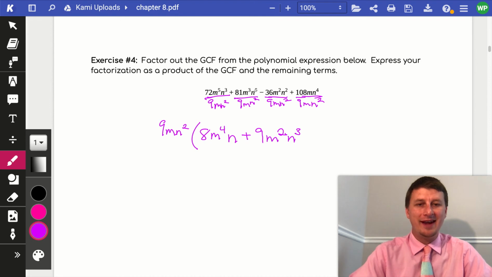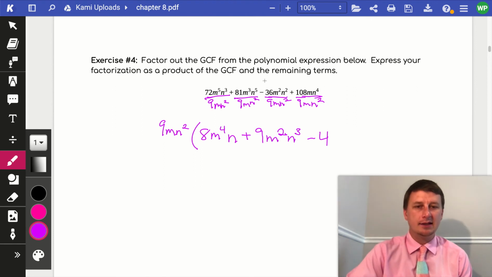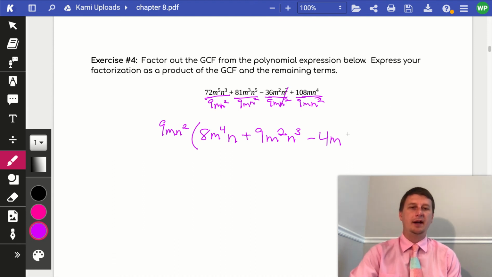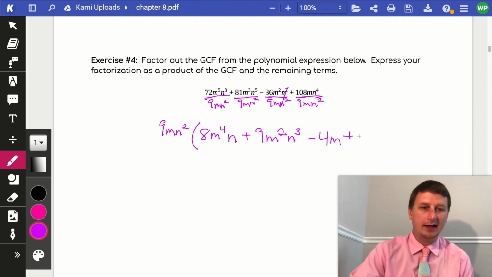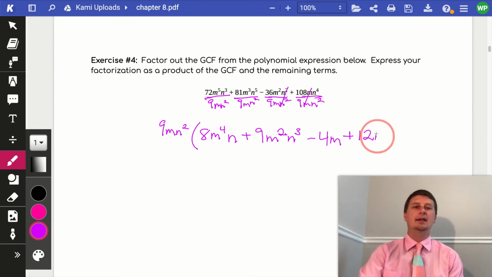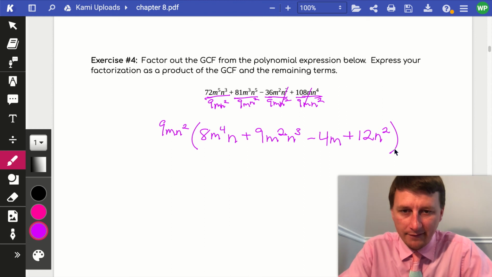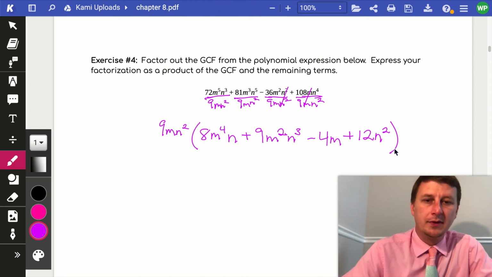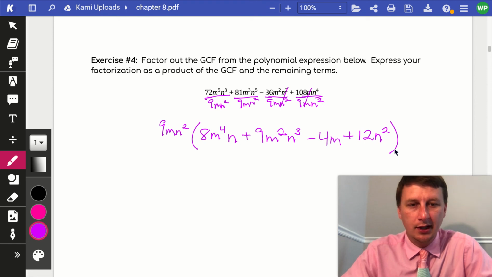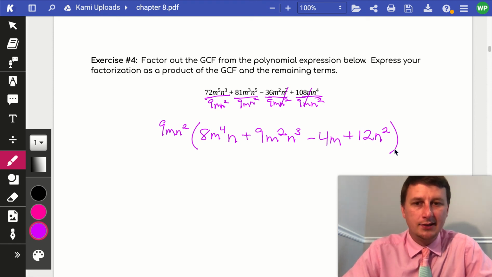Onto the third term, I have a negative 36 divided by 9, which is a negative 4. M to the 2nd divided by m, which is just m. And n to the 2nd divided by n to the 2nd cancels out because that's just 1. And finally, I have 108 divided by 9, which is 12. And divided by m cancels out. It's just 1. And n to the 4th divided by n to the 2nd is n to the 2nd. So what remains inside the parentheses after you divide out the GCF is 8m to the 4th n, plus 9m to the 2nd n to the 3rd, minus 4m plus 12n squared.